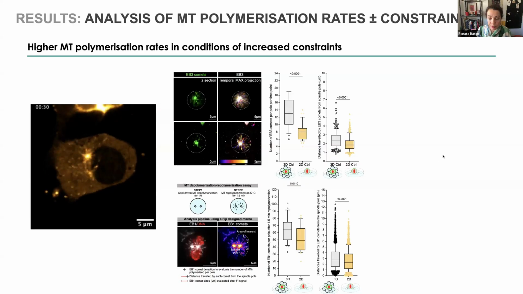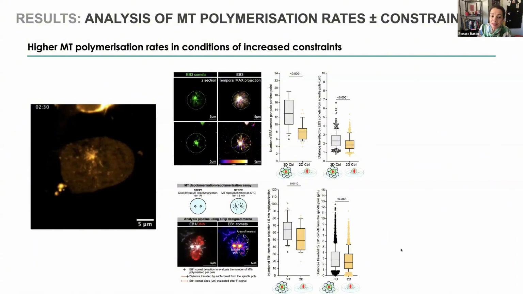We can see here 1.5 minutes. We see exactly the same, suggesting indeed that 3D settings where cells are under constraint in a crowded environment have higher microtubule polymerization rates. Now, we wanted, of course, to challenge this.